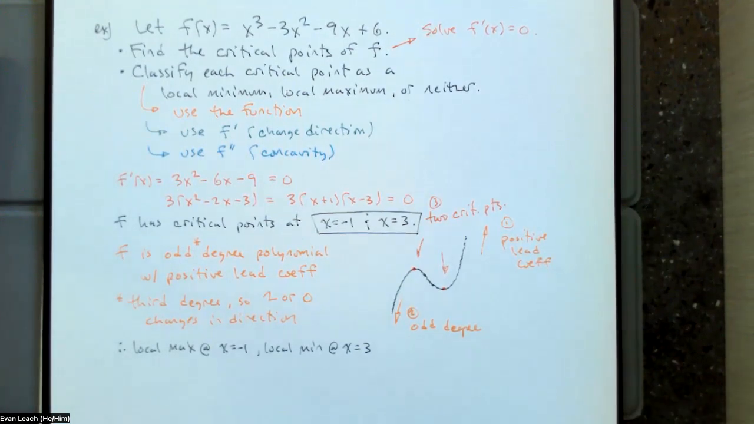But we have options. We have the first derivative sitting right there in our hands. We could use the first derivative. We could decide where the function is changing direction. We can use the first derivative to decide where the function is changing direction.